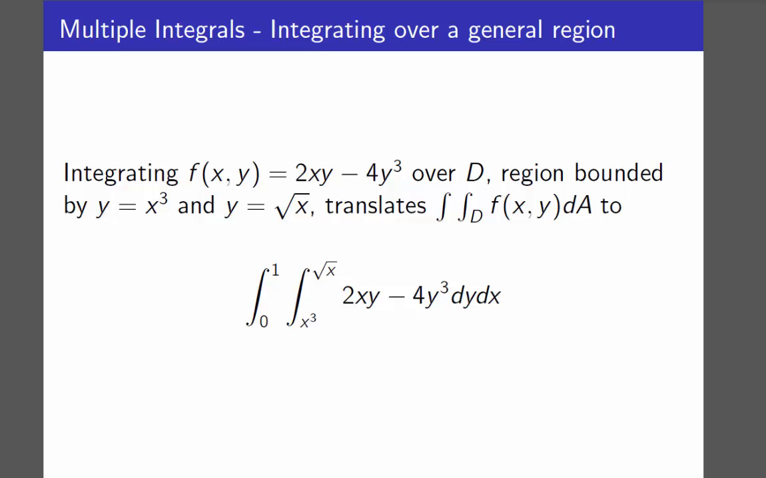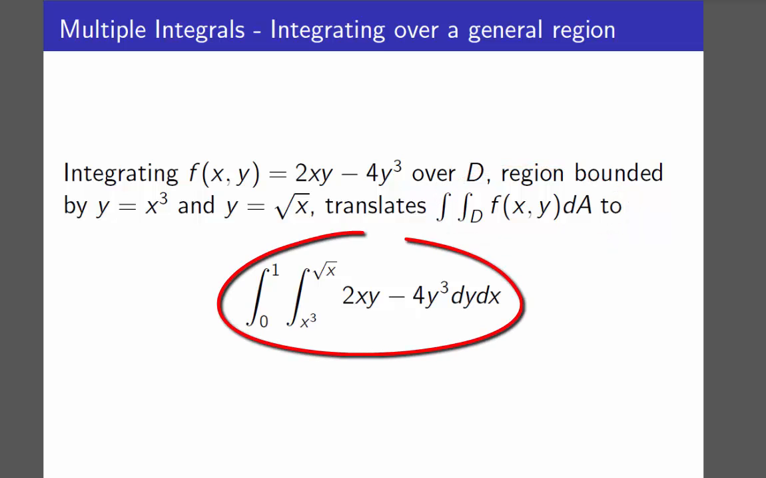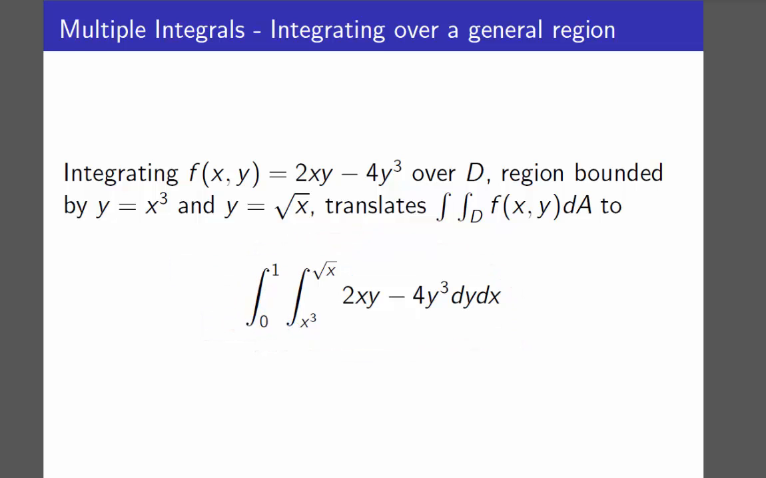So if we were to integrate the function f over this region D, our double integral here would turn into this iterated integral with the x going from 0 to 1, the y going from x cubed to square root of x, and our integrand being the function f. So where do we get these bounds for the two integrals?